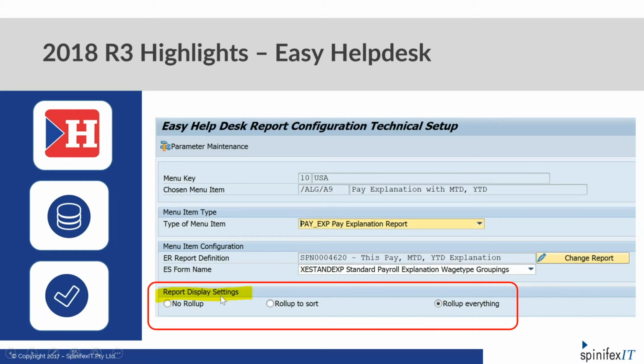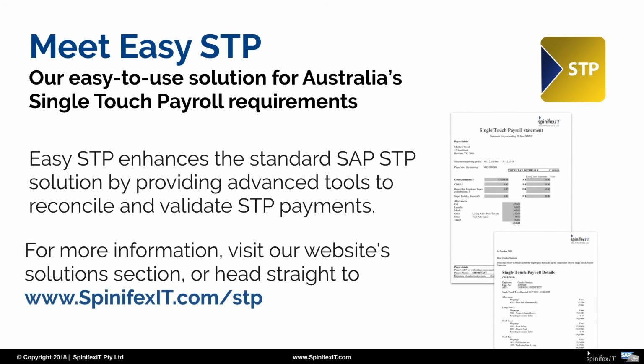Our final topic is of particular interest to our Australian customers, which is the introduction of a brand new product offering called Easy Single Touch Payroll, or Easy STP for short. Easy STP allows organizations to more effectively meet Australian requirements for pay period reporting.